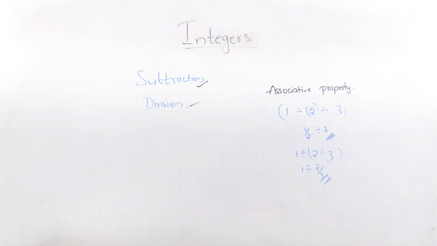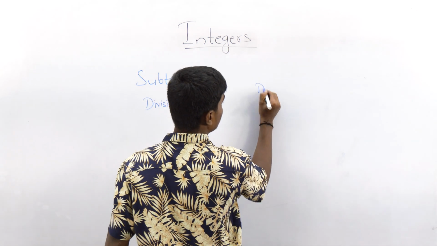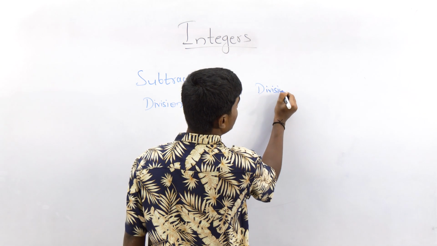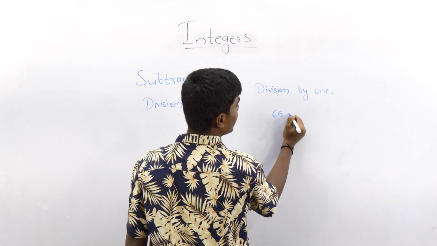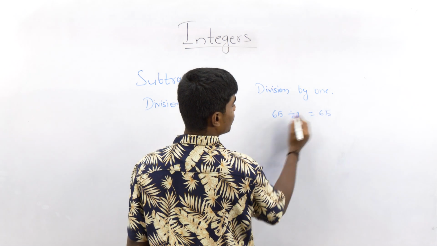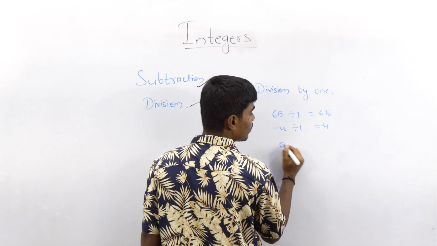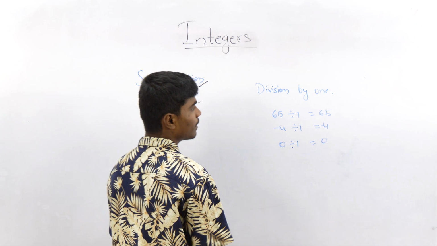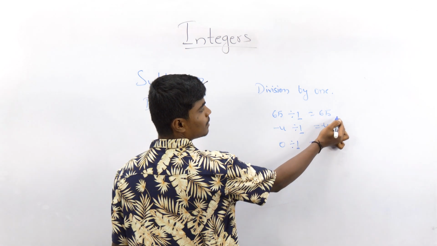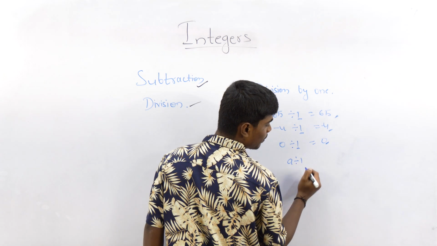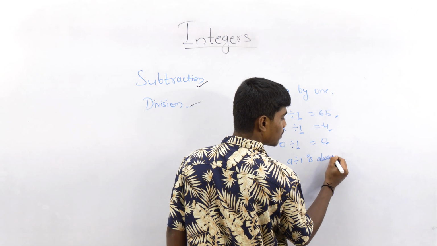Now let's discuss division by 1. See, 65 divided by 1 is 65. Minus 4 divided by 1 is minus 4. 0 divided by 1 is 0. If we observe, while dividing by 1, the answer is the same. So a divided by 1 is always a.